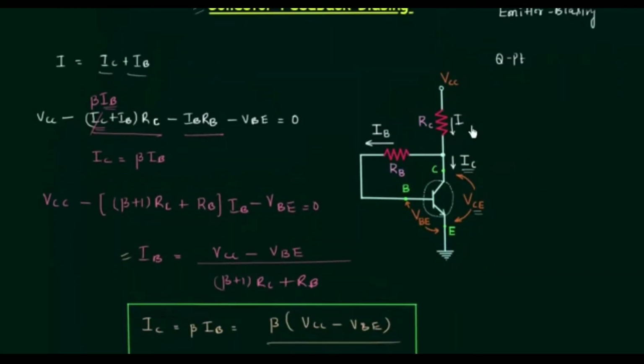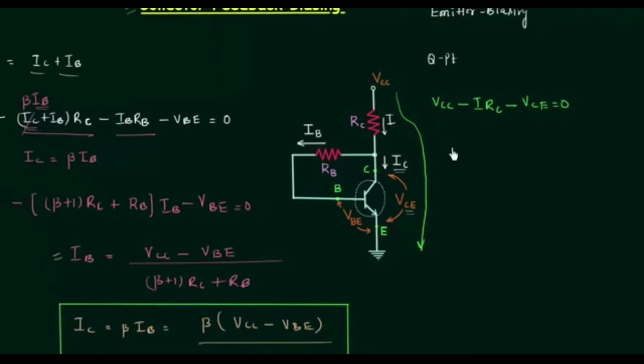The next thing is the calculation of the voltage VCE, and for that we will apply KVL in the output loop. So let's apply KVL in the output loop. We will start from VCC minus I multiplied by RC minus VCE equal to 0. Capital I is equal to IC plus IB, collector current plus base current. So we have VCC minus (IC plus IB) multiplied with RC minus VCE equal to 0.